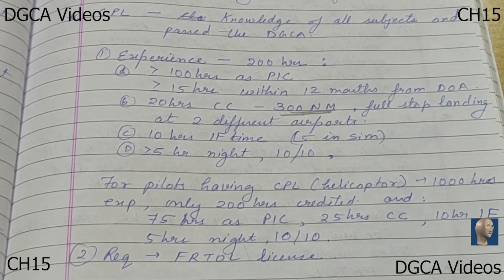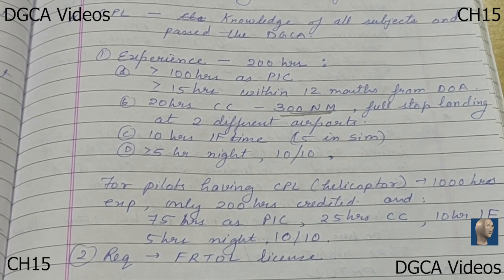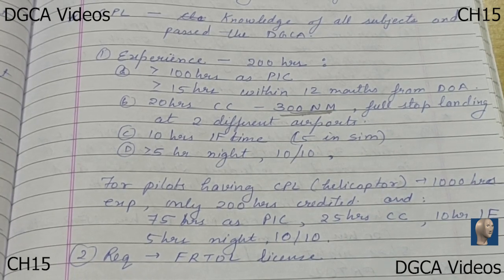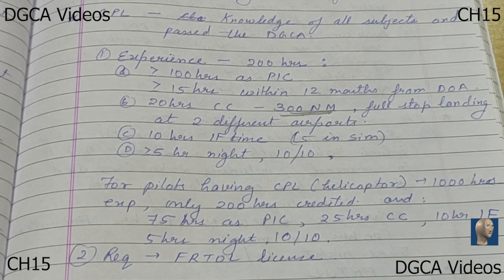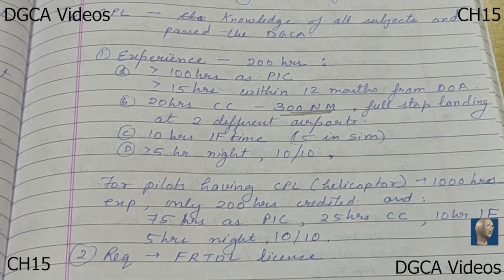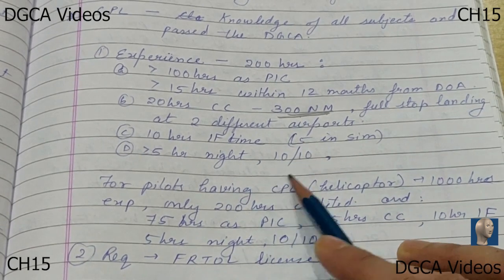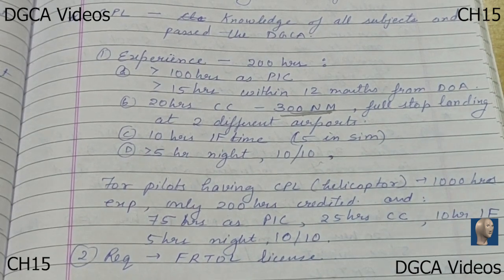So 10 hours of instrument flight time, and if you do it on the simulator, then only 5 hours will be considered from the simulator, and the total of 10 has to be done in instrument flying. And for the night time, it should be at least 5 hours of flying with 10 takeoffs and 10 landings.